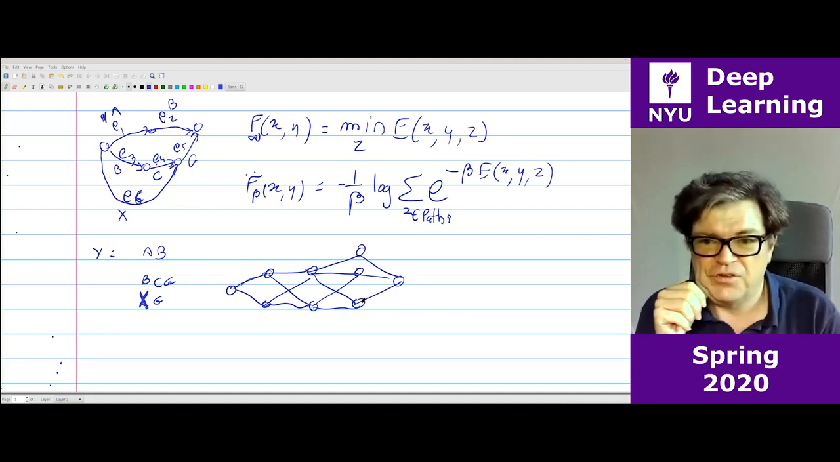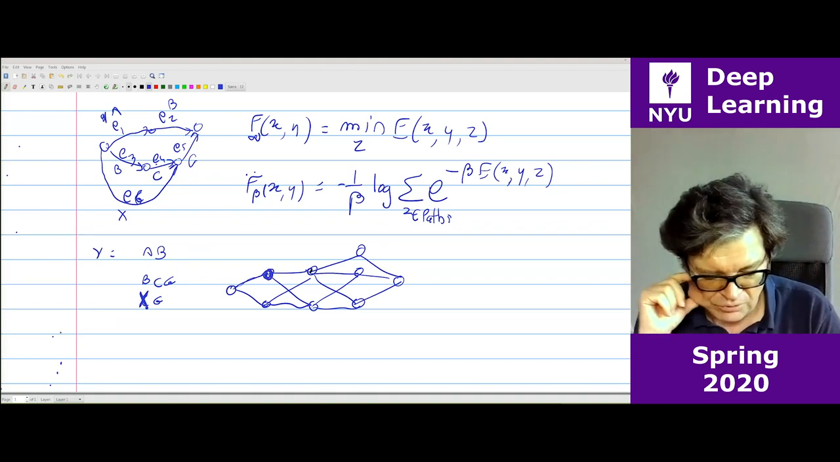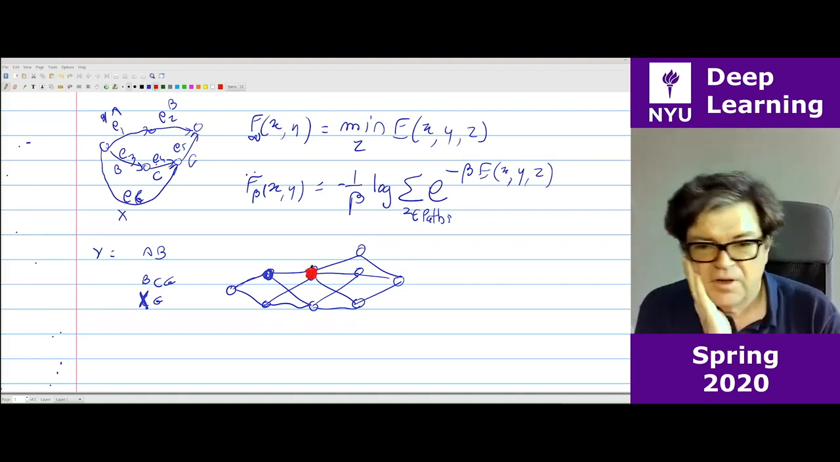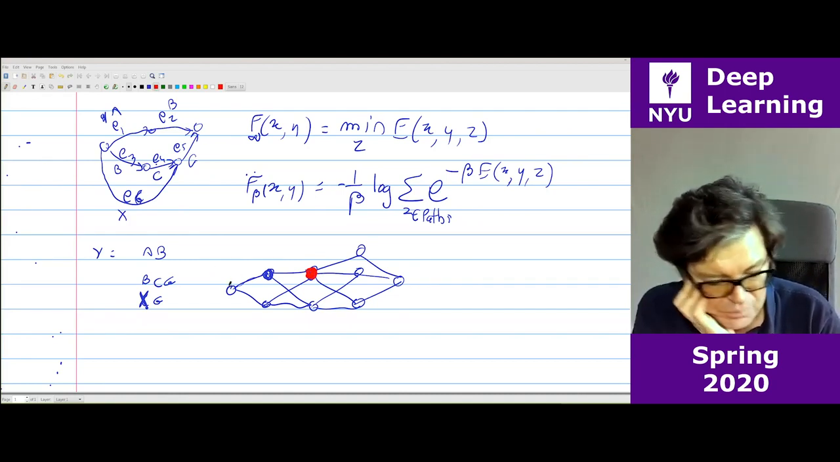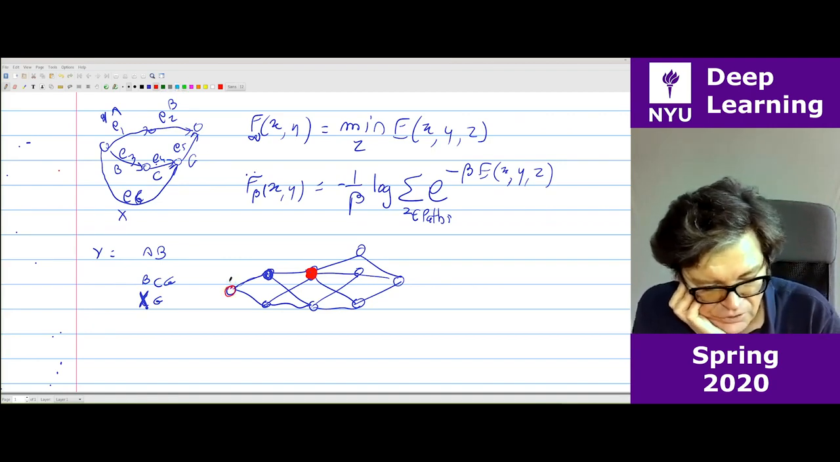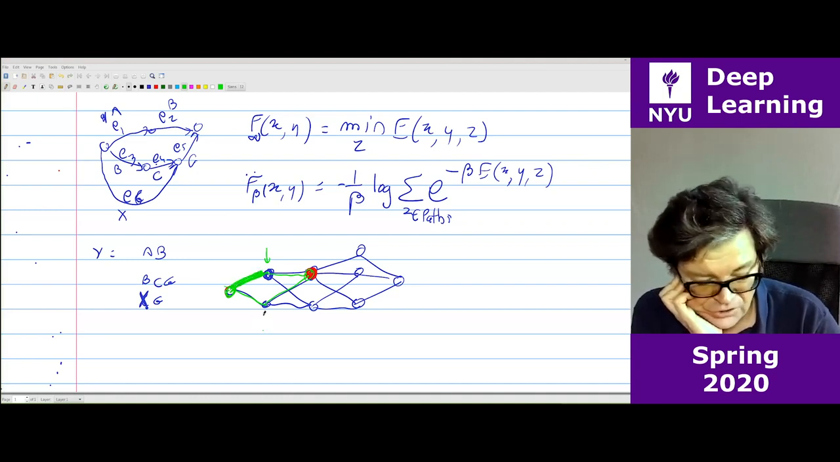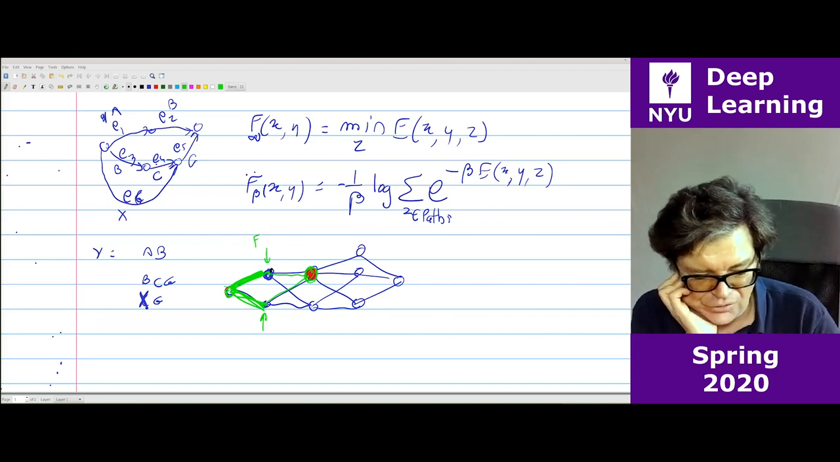But how do I compute this sum? Basically, I go to a node. Let's take this node right here. I'm going to call it red. The energy from the input node to that node is the log of the sum of the exponentials of the energies along all paths to go from the input node to that node. I have an energy right here, which is just the energy of that branch. I have an energy here, which is just the energy of that branch. I have an F here. To compute the F for this one, I just compute the log of the sum of the exponentials of those two.